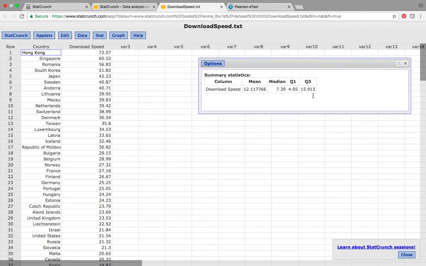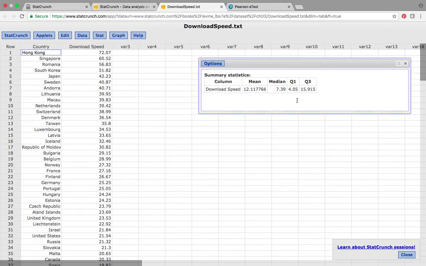Now what does this tell us? When I look at this, with my background in statistics, first of all, I see that the mean is quite a bit higher than the median. That indicates to me that we have a positively skewed distribution, because a positively skewed distribution has a mean bigger than the median. If the mean is smaller than the median, we have a negatively skewed distribution. If the mean and the median are equal, we have a symmetric distribution.